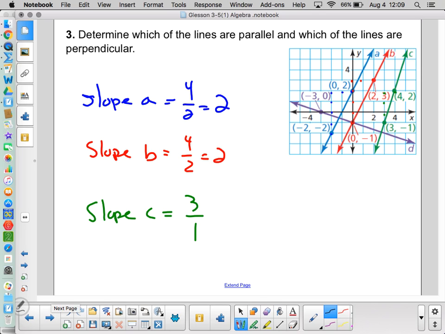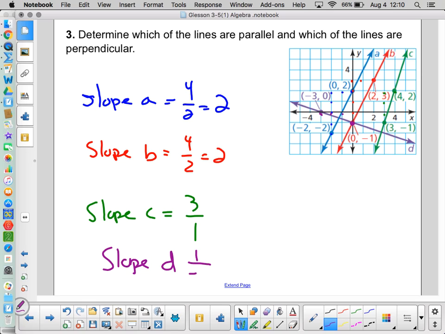And finally, the slope of D is a rise of, and I got to pick my 2 points, here we go. This rise is 1, and we go left 3. So -1/3. So C is perpendicular to D, and A is parallel to B.